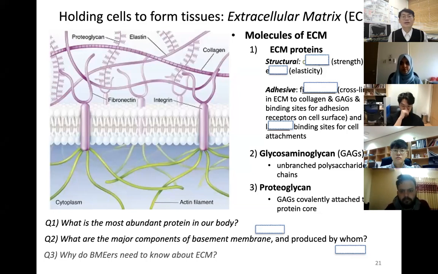So holding the cells to form tissues. Now we are discussing the cell's nearby outside, which we call ECM, or extracellular matrix. As we see in this figure, this is a lipid bilayer, and downwards, these are inside the cell. So we call it the cell cytoplasm.